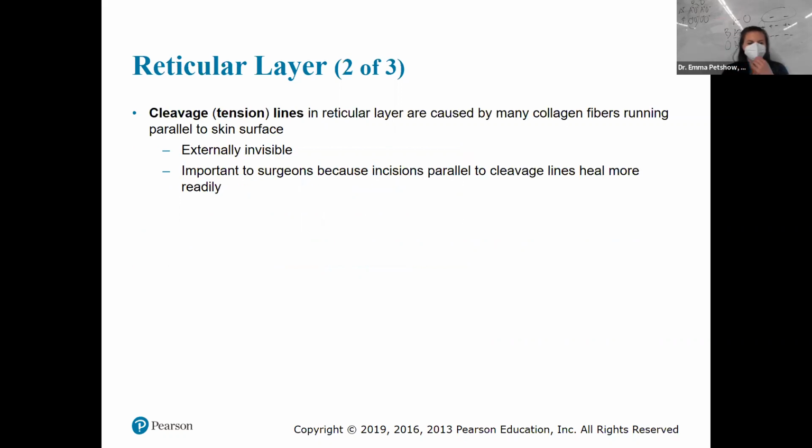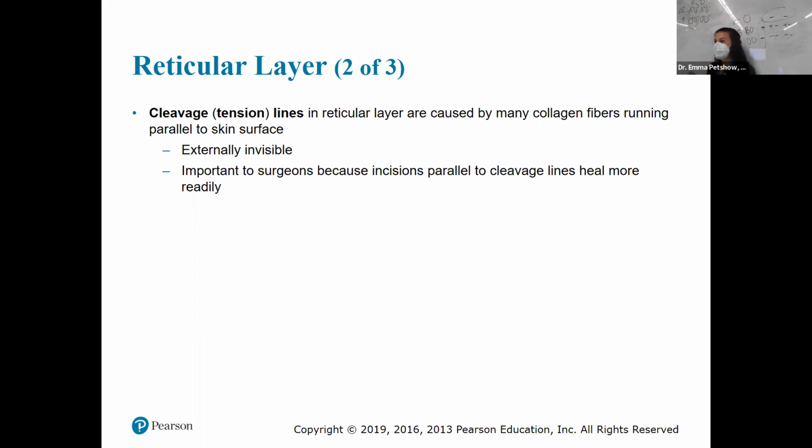In the reticular layer, you're going to have cleavage tension lines. This is due to collagen fibers running parallel to the skin surface. You can't see them externally, but it's important for surgeons. When you do minor surgery, it's important to go parallel to cleavage lines because incisions made that way heal quicker. Anytime we do any type of excision, we always go parallel to the cleavage lines in the skin. It's also easier to cut.